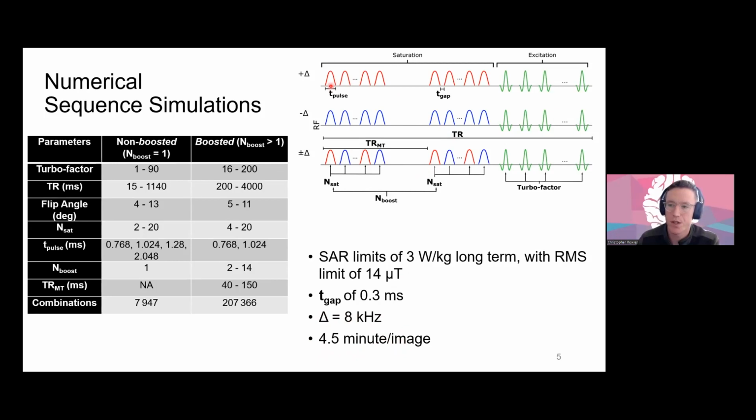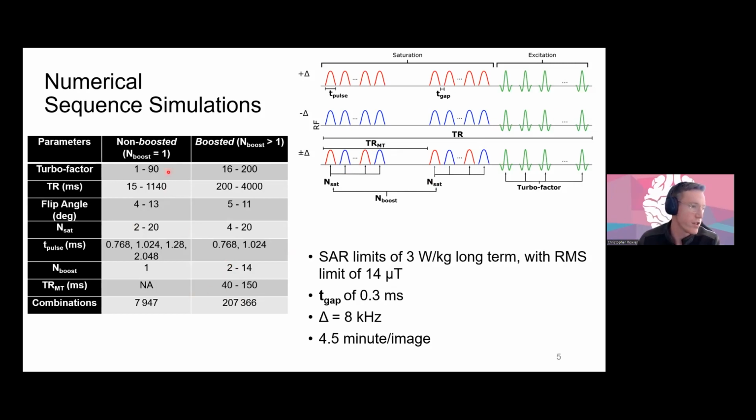For the study, we used a custom-coded TurboFLASH sequence with an MT prep module. For high-resolution imaging, to get a fast image, we're going to play with the turbo factor, so how many lines of data we can acquire per TR. And then for generating the contrast, we can adjust the time of the pulse for the saturation, the number of saturation pulses applied per train, and the number of trains applied, this N boost or boost factor, and then the spacing of those pulses, TR-MT, for each prep module. The parameters that were looped through are displayed here.